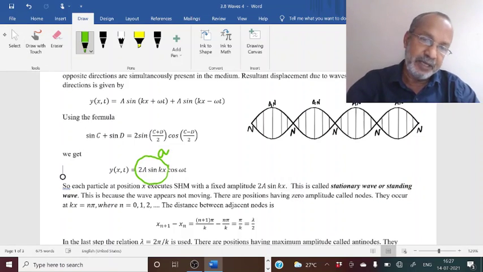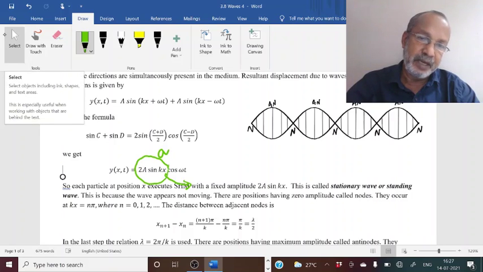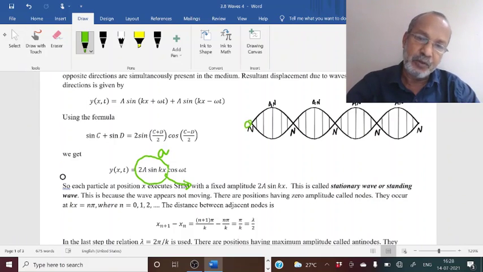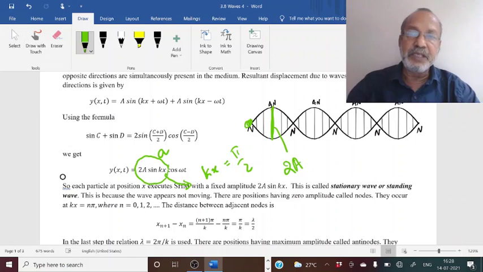For example, if you put x equal to 0, then the amplitude will be 0, and that corresponds to this position, and it is called a node. And when kx equals pi by 2, 90 degrees, then you get sin pi by 2 equal to 1, and the amplitude will be 2a. So you can see here it has got a maximum amplitude 2a. This amplitude is not at all changing, it is not moving, so it appears stationary. That is why this type of wave is called a stationary wave or standing wave. It will not appear moving towards any direction.